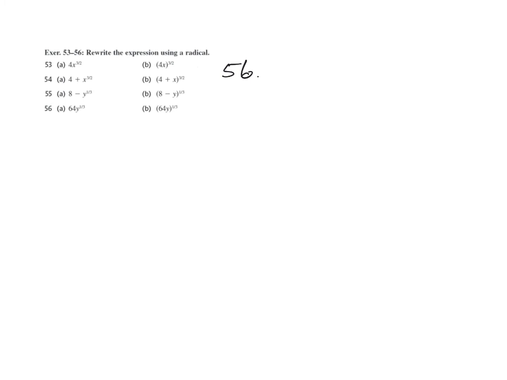Now the 1/3 is on the y, so the 64 is on the outside of the radical, and the y goes on the inside. The 3 is the denominator, so it is your root. And the 1 goes on the inside on the y. You don't have to write a 1 as an exponent. Alright, so b, the 1/3 is on the whole group of 64y. So now you have 64y on the inside. It is the cubed root because the 3 is on the denominator. And the 1 would go anywhere you want it, but you don't have to write the 1 as an exponent.